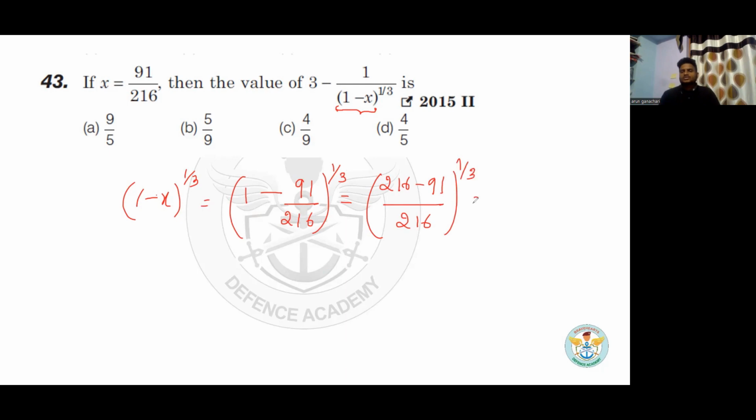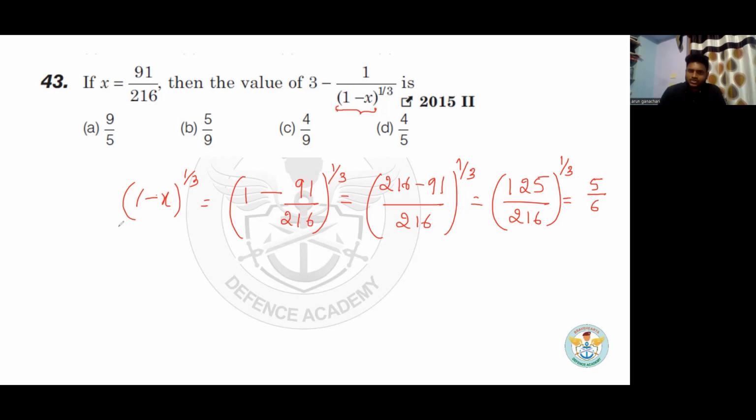What is the answer here? What is 216 minus 91? So it will be 6 minus 1 is 5. 21 minus 9 is 12. So it is 125 divided by 216 raised to 1 by 3. What is the meaning of 1 by 3? 1 by 3 basically means cube root. So what is the cube root of 125 divided by 216? It is 5 by 6. Getting this?